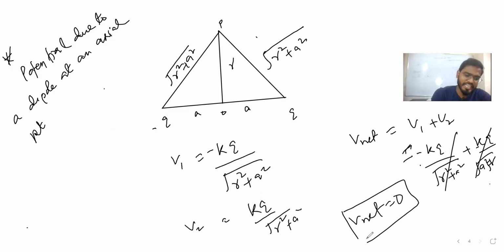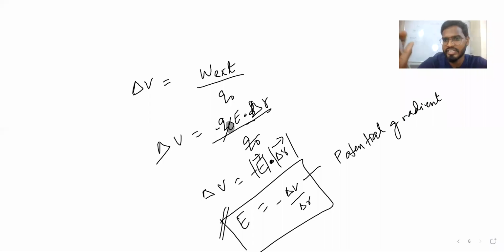So net potential at an equatorial point is what? 0. But net potential due to an axial point is what? 2Kp by R square. 2Kp by R square. Potential gradient.